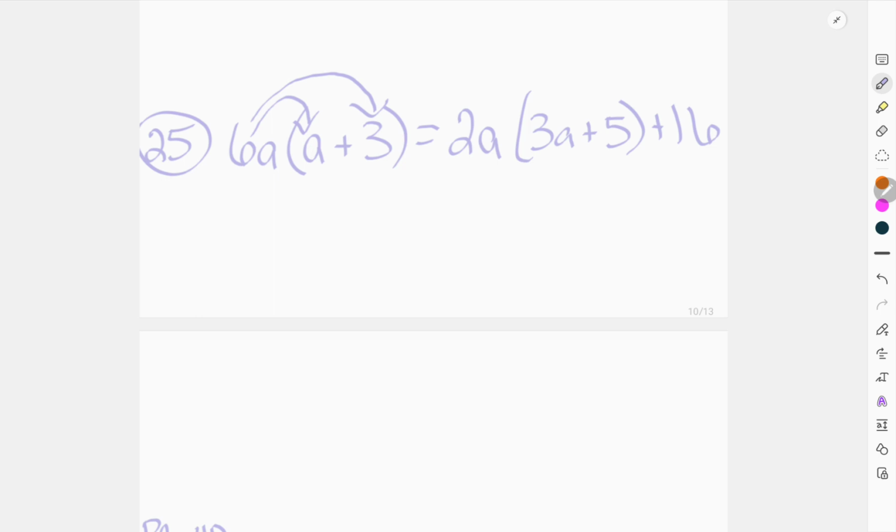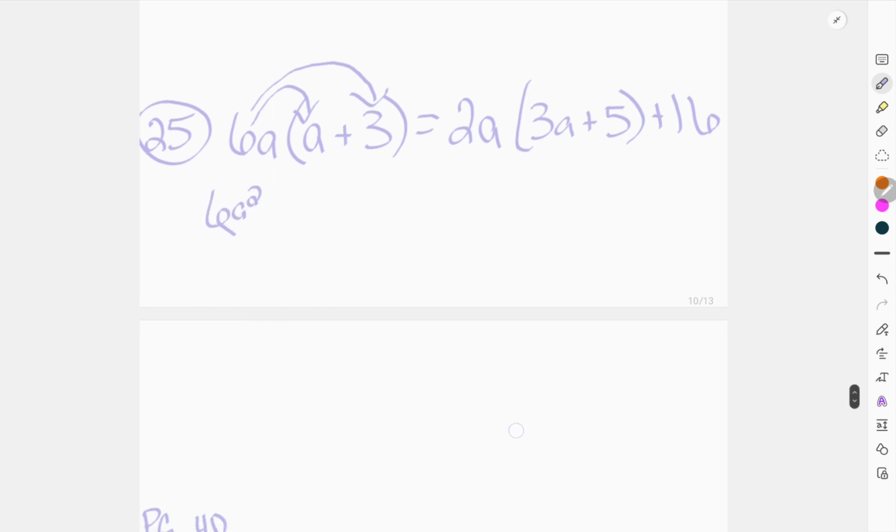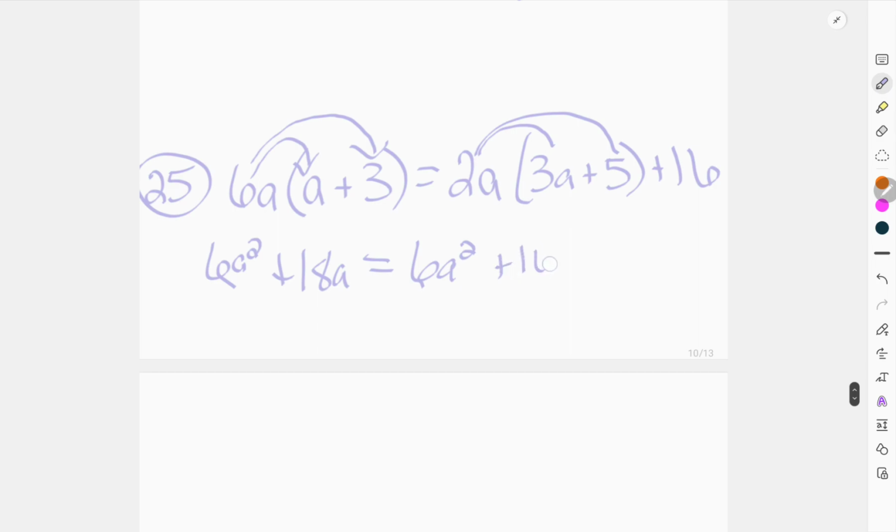So I'm going to do 6A times A, which is going to give me 6A squared. And 6A times positive 3 is positive 18A. And that's going to equal, getting rid of the parentheses, 2A times 3A is 6A squared. And then 2A times positive 5 is 10A plus 16. So now we're going to combine like terms and solve for A.